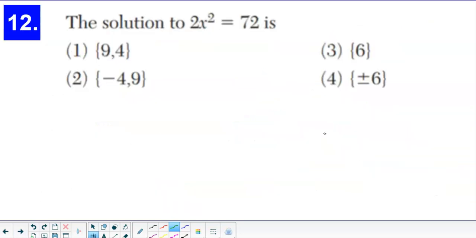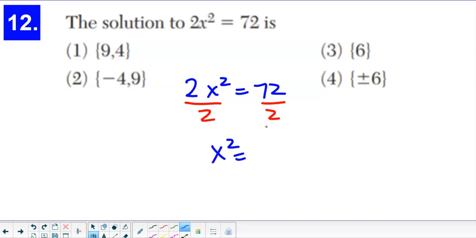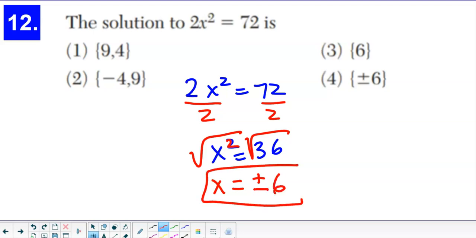Number 12. The solution to 2x squared equals 72 would be dividing by the coefficient first, giving us x squared equals 36, and then doing the inverse of squaring, which is square rooting, right? Now, square root is the smallest root, so we don't write the 2 there. And remember that a square root has both a positive and a negative answer. So that's why the answer is number 4.